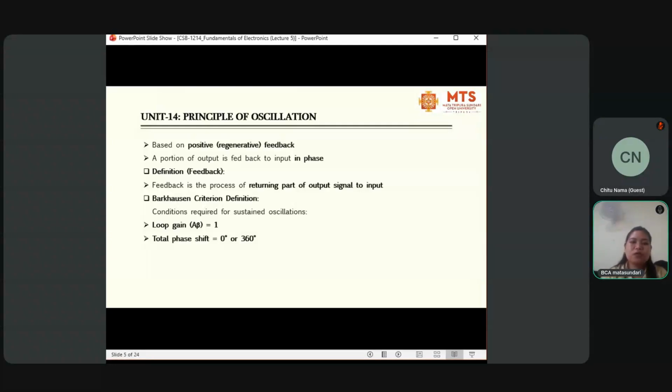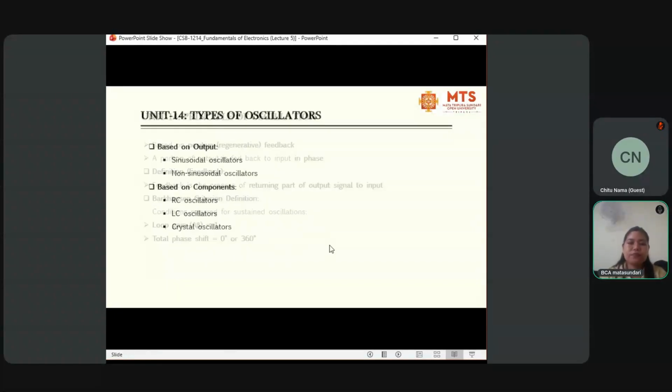Now here, the Barkhausen criterion. What is the Barkhausen criterion? It is the condition required for sustained oscillation. In the Barkhausen criterion, the loop gain A beta equals 1 and the total phase shift is 0 degrees or 360 degrees.